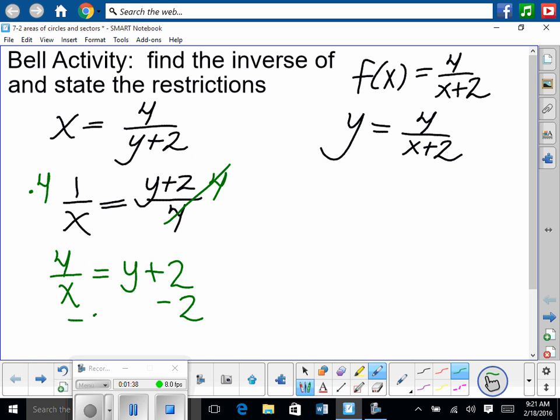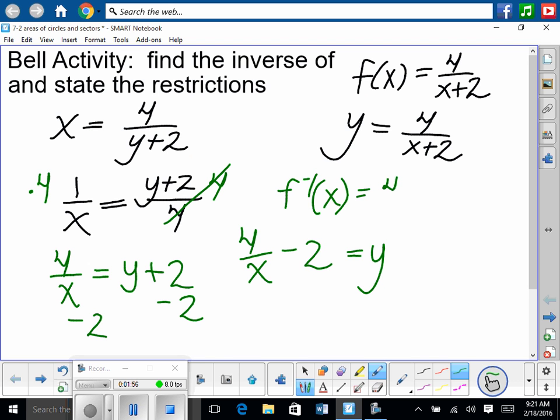Last step to get y alone. Subtract 2 from both sides of the equation. So on this side, we're going to have 4 over x minus 2, right? Is equal to y. And now you say, oh, there's my inverse. Y is alone. So we would write it like this. F inverse of x, that was kind of a weird one, is equal to 4 over x minus 2. Does everybody just see how I wrote it in proper notation?